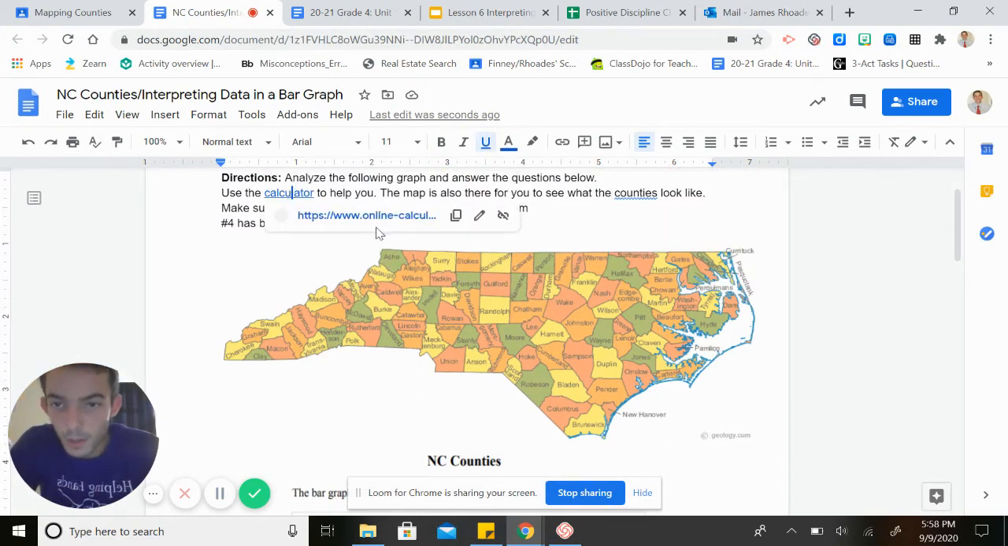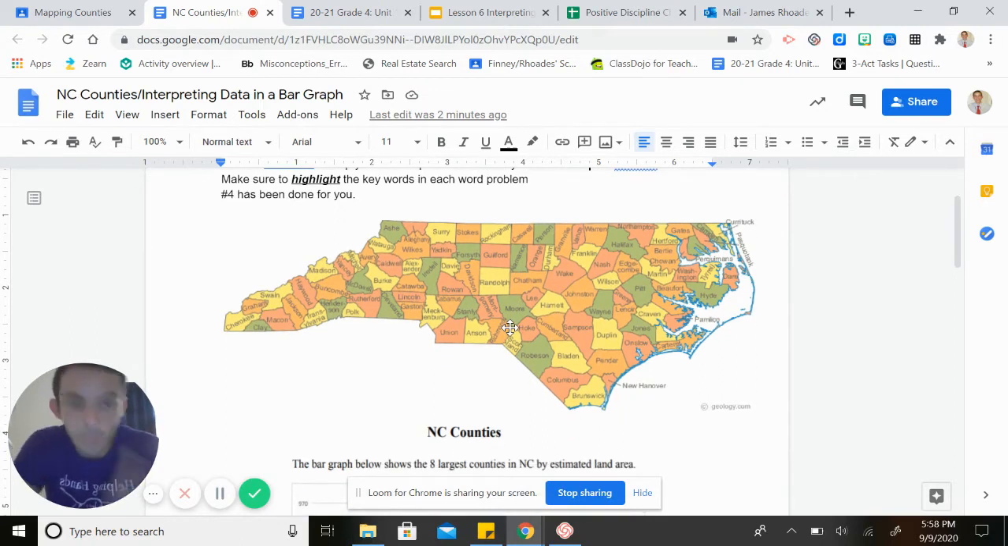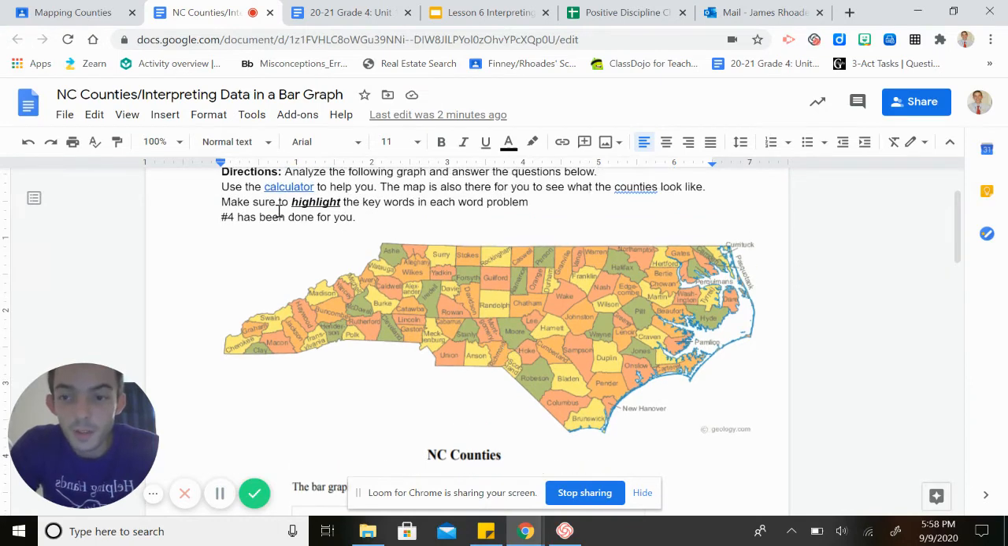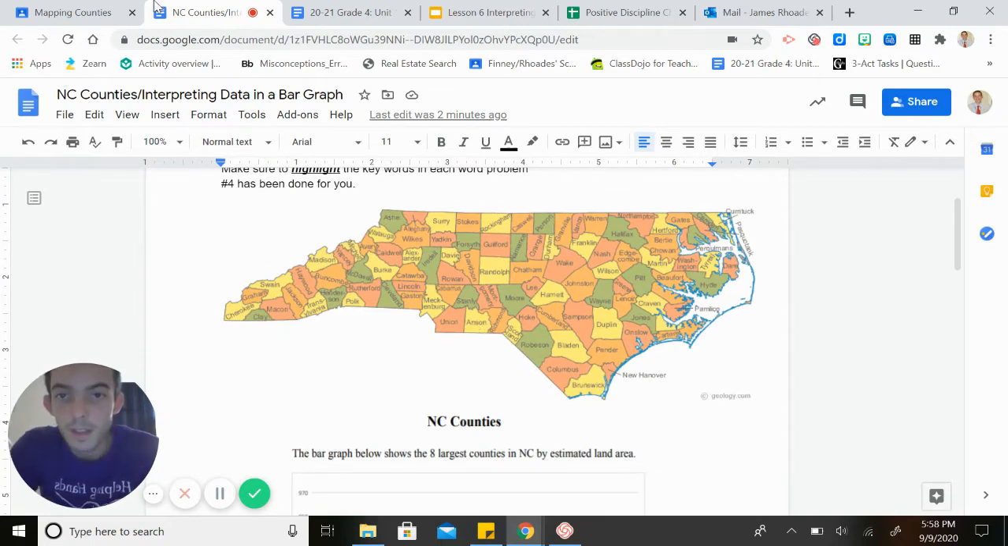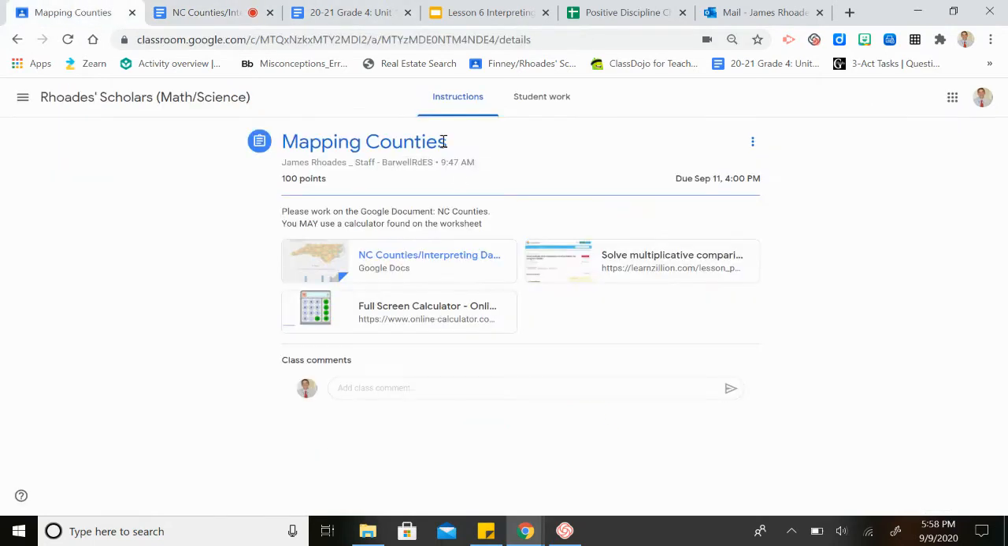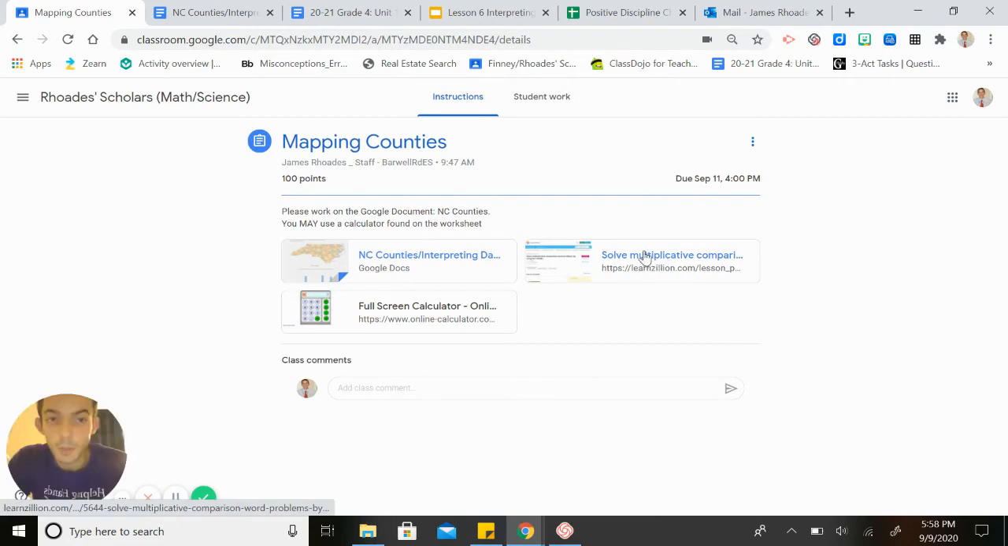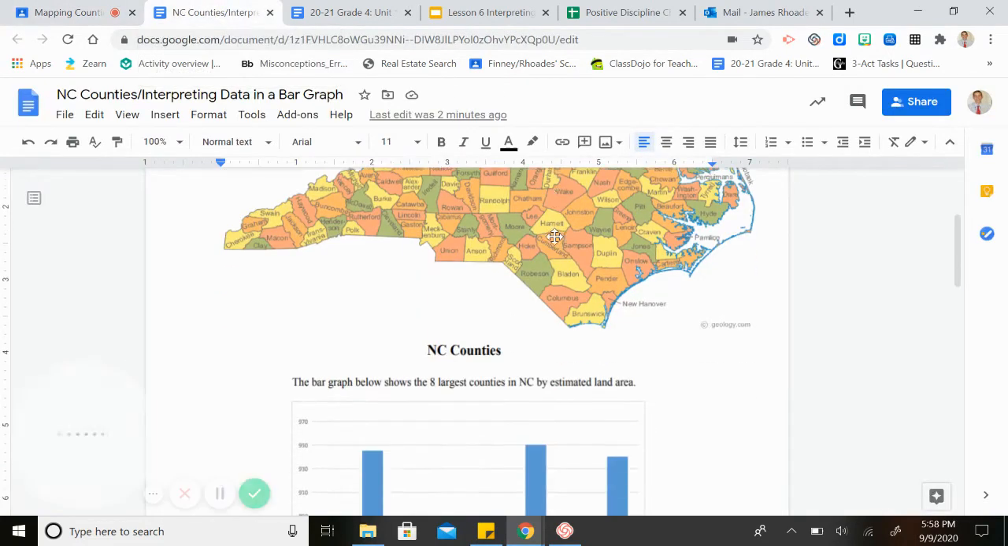They are allowed to go to this link to use the calculator. This is literally just a visual right here. They don't have to do anything with the map, just to understand what it looks like. I do want the students to highlight keywords in each problem, and then number 4 is already done for us, okay? There's even a video right here to explain how multiplicative comparisons work, which is important for question number 5.